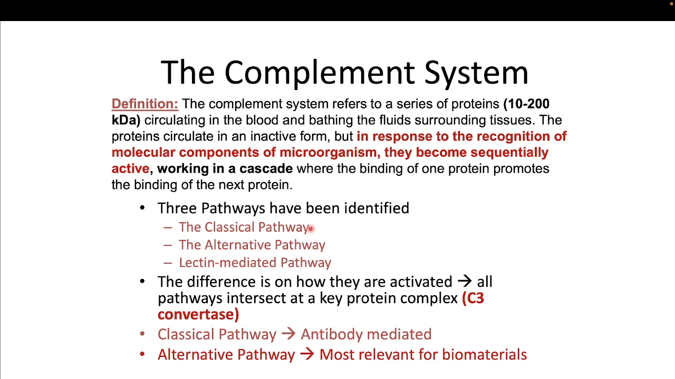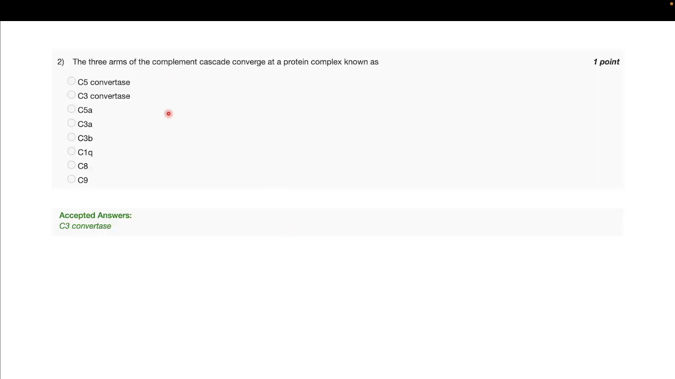So no matter if it started from classical or the alternative, it might start from different molecules getting activated, but ultimately they have to somewhere converge at C3 convertase. So this is the common protein complex in all the three pathways. So yeah, that's your option 2. Please let me know if I'm going too fast or if I'm talking very fast so I can slow down a little.